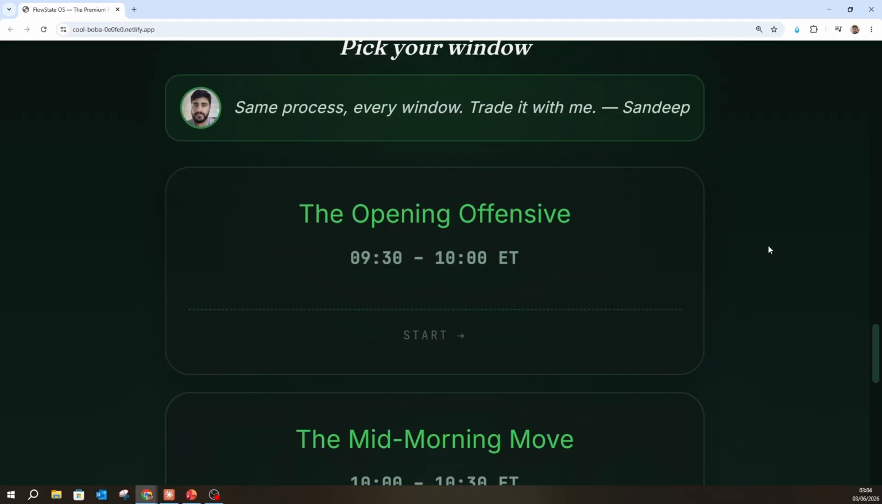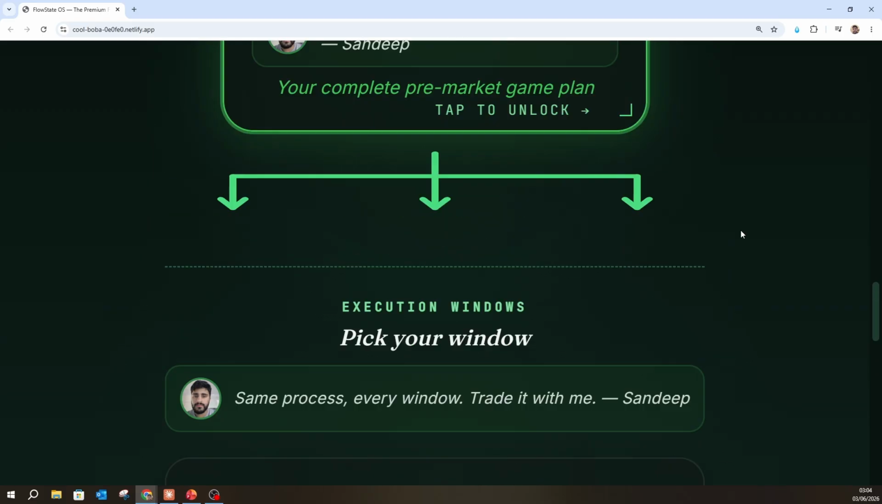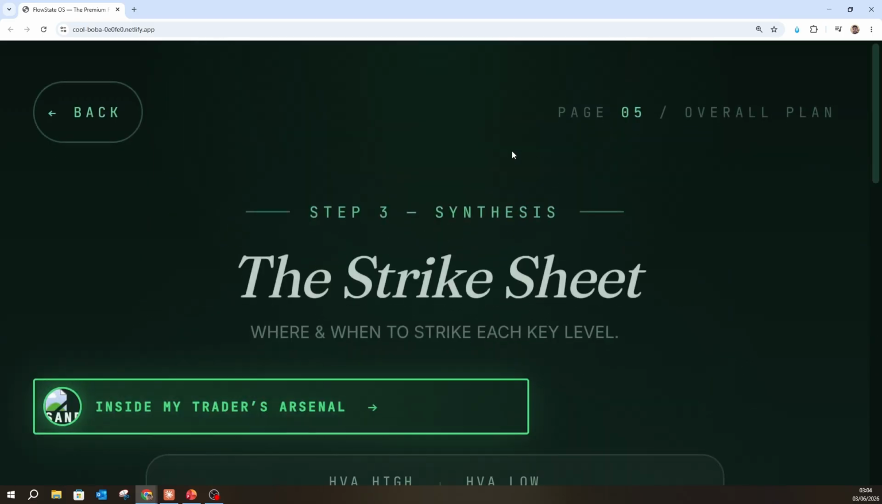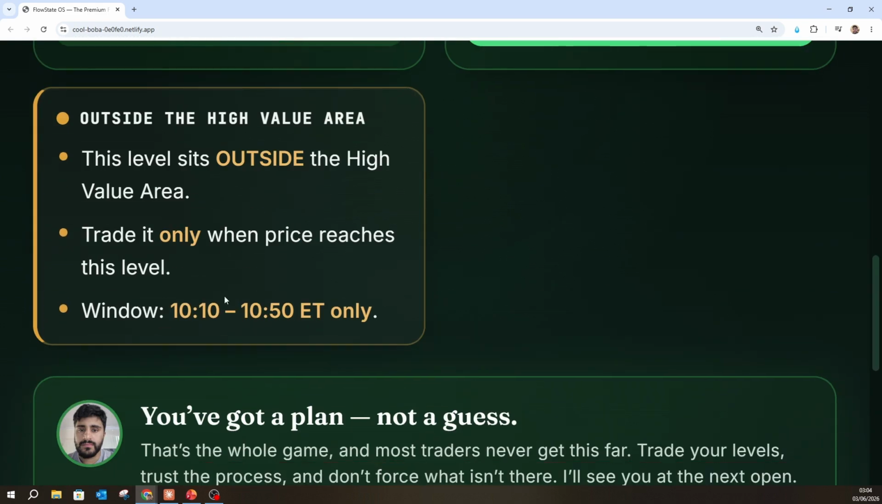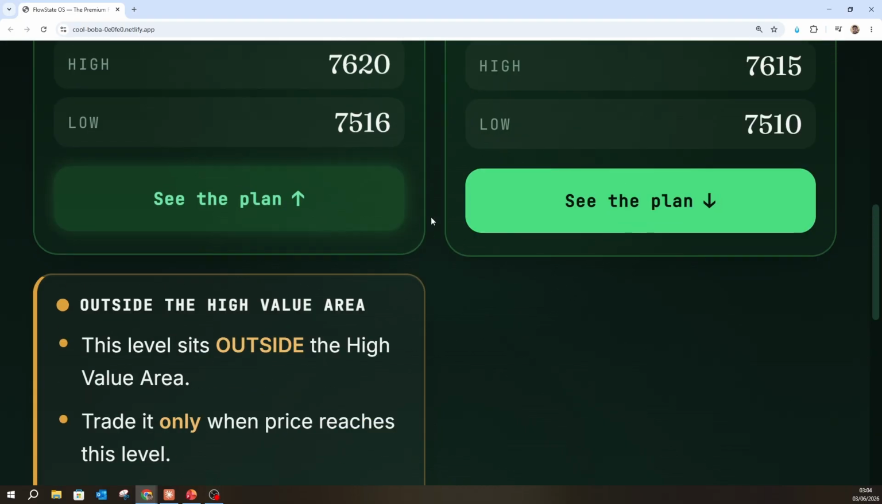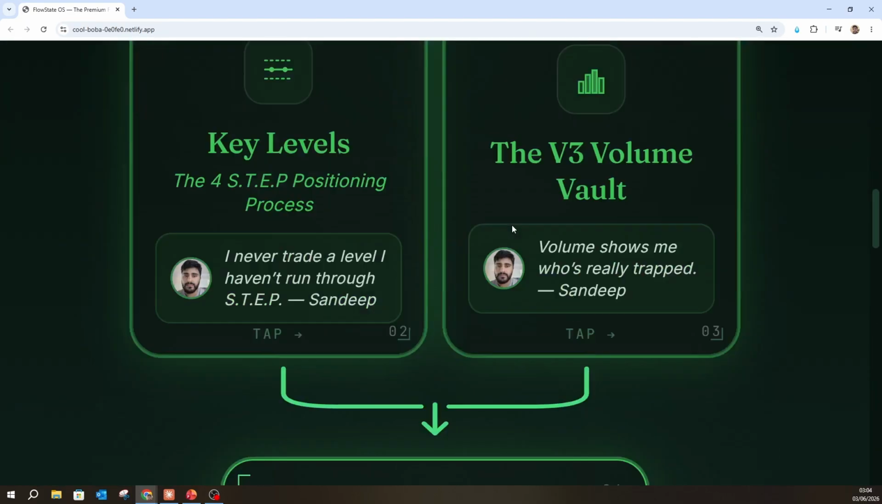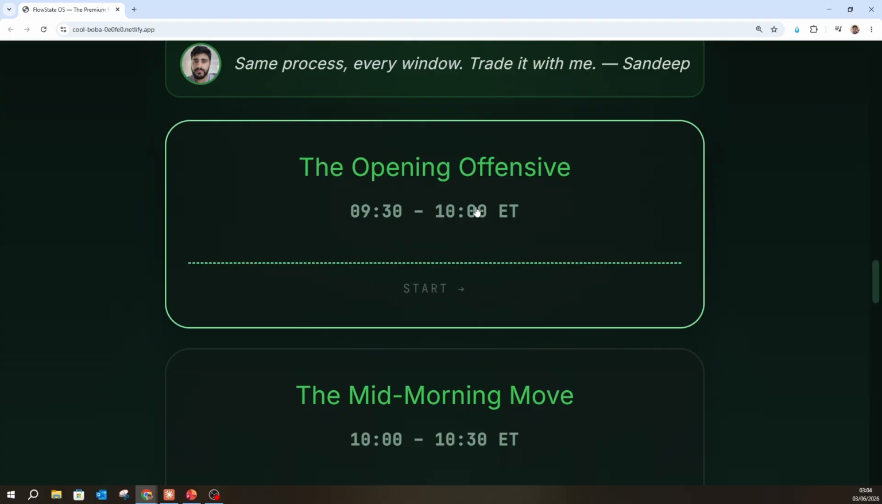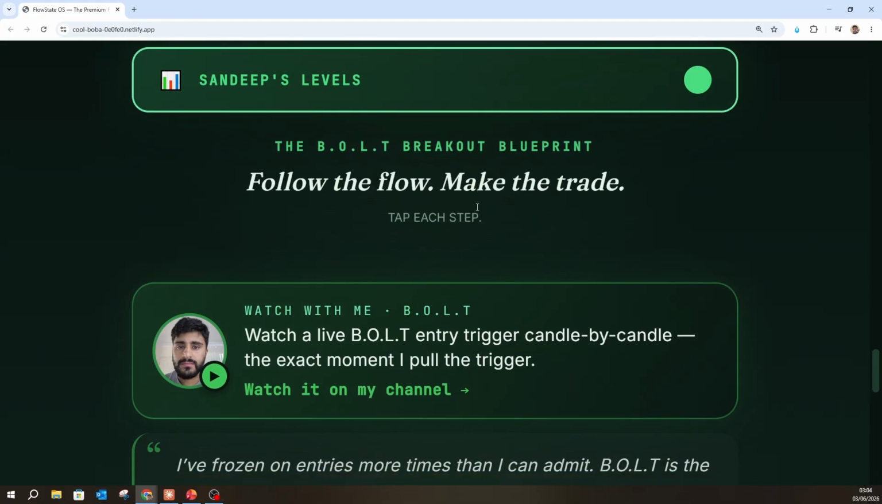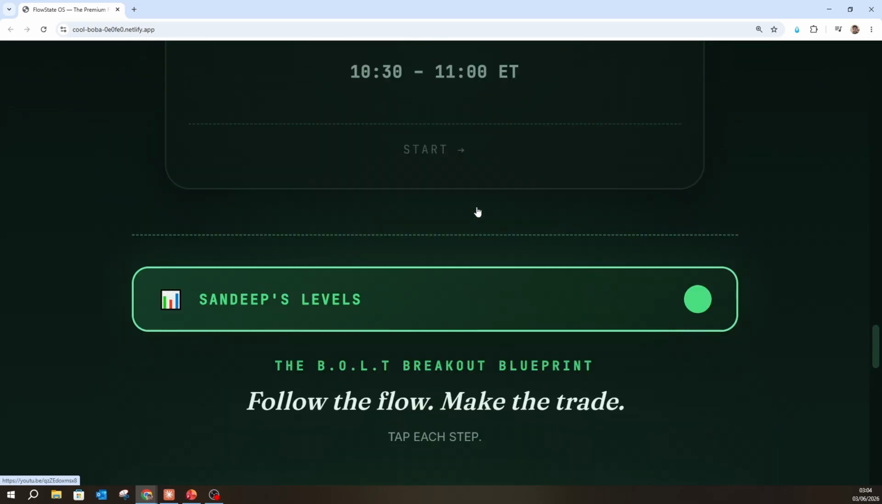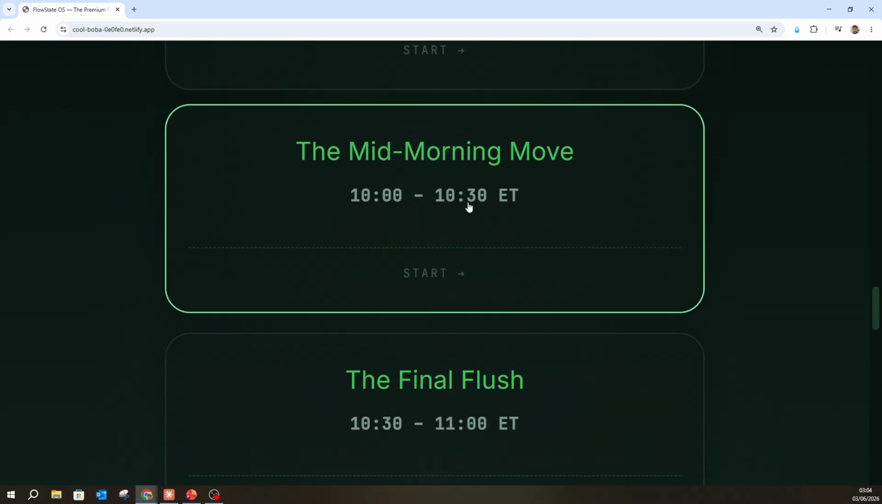Which window you trade will come down to your pre-market plan, which we discussed up here. So once again, let's say price taps into your key level 1, for example, you're only allowed to trade between 10 o'clock or 10:10 up to about 10:50. So if you took a trade in the opening offense session and you lost, that was your fault because you didn't follow the pre-market plan. Let's say now we get to 10:05 or 12 past 10. This is now part of the mid-morning move.